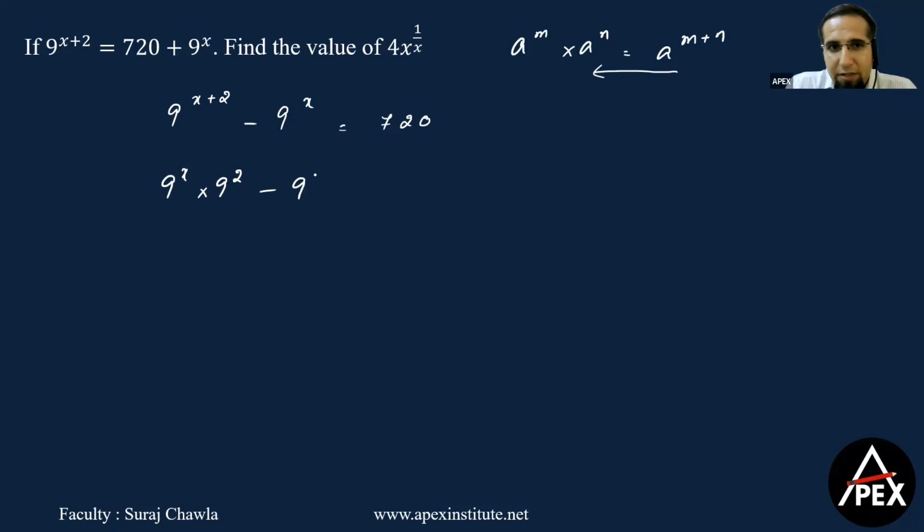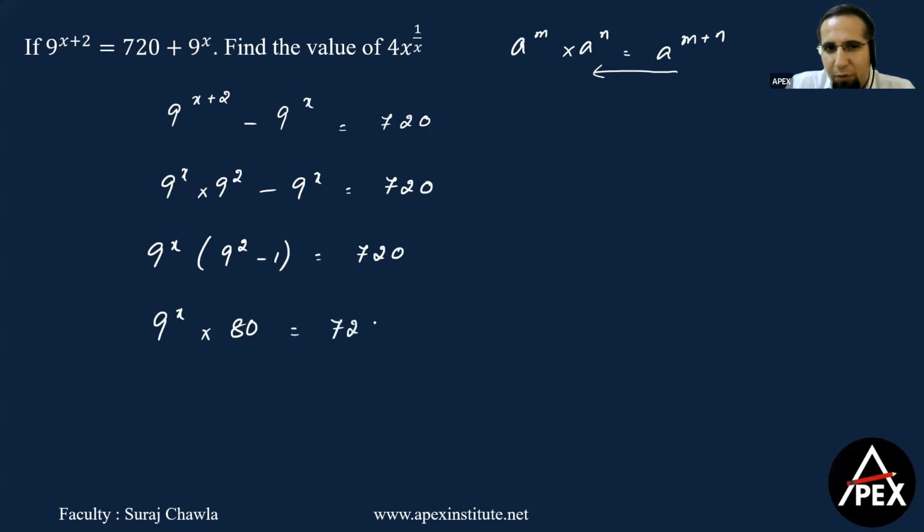And I have a minus 9 to the power x is equal to 720. Or all I can do is I can take 9 to the power x common. If I take 9 to the power x common, we have 9 square minus 1 is equal to 720. Or we have 9 to the power x into 80 is equal to 720. So this 0 and this 0 get cancelled. This is 8 ones are 8, 8 nines are 72.